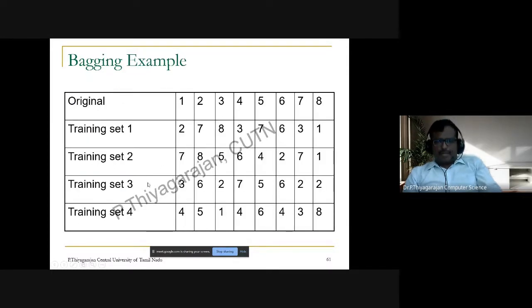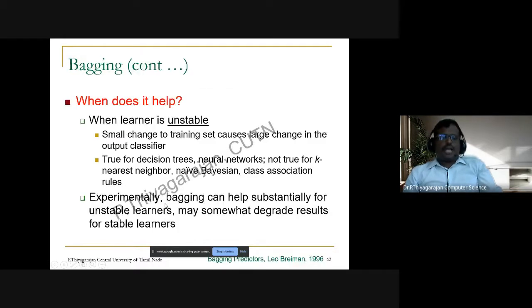We'll see that with an example. Imagine you have a data set from 1 to 8, and you shuffle it in different orders, and that will be training set 1, training set 2, training set 3, and training set 4. Bagging helps whenever the learner is unstable, in the sense that small changes in the training set cause large changes in the output classifier. This is true for decision trees and neural networks, and it is not true for K nearest neighbor, naive Bayes, and class association rules.